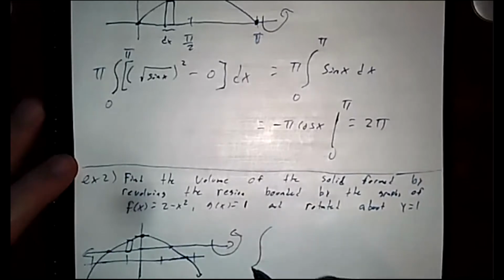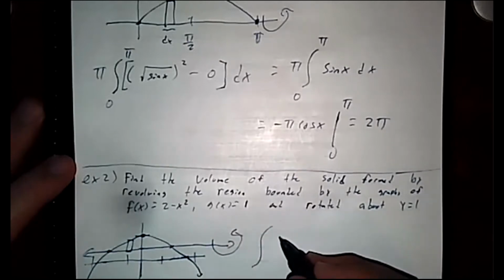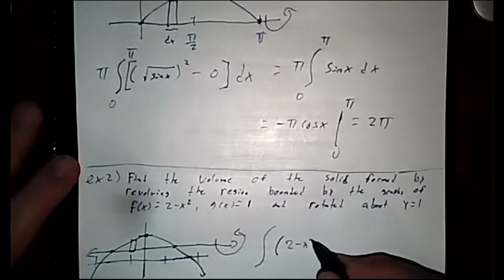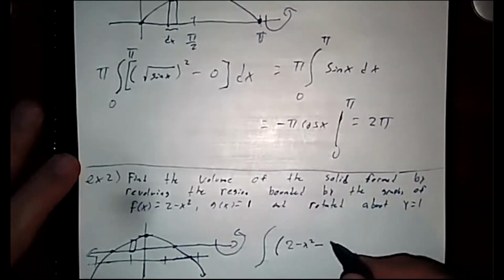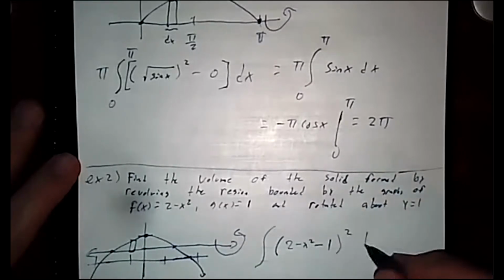So integral of the top function minus the bottom function, so that idea still applies here. 2 minus x squared minus the bottom 1. This is y equals 1 line, right? Squared.